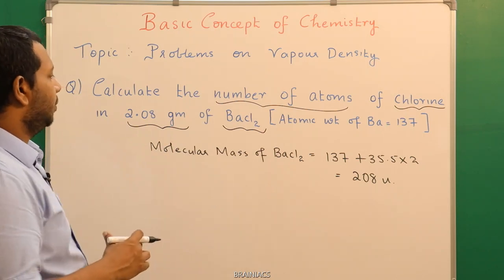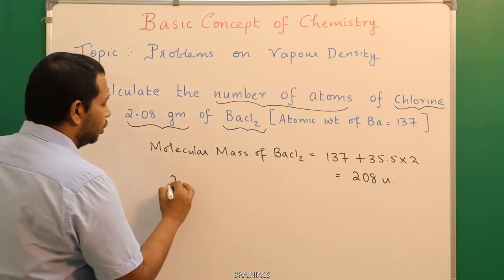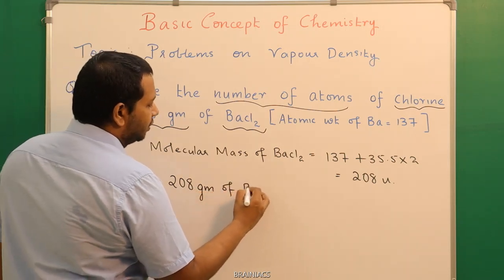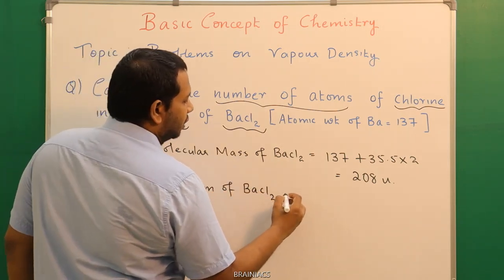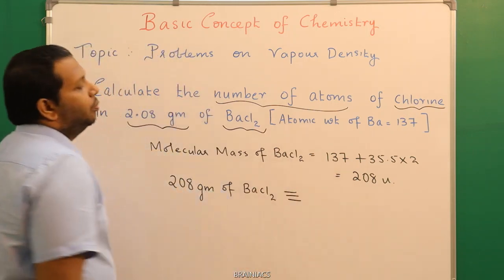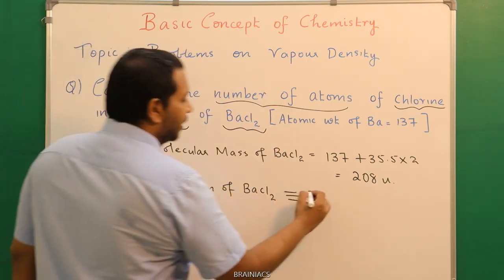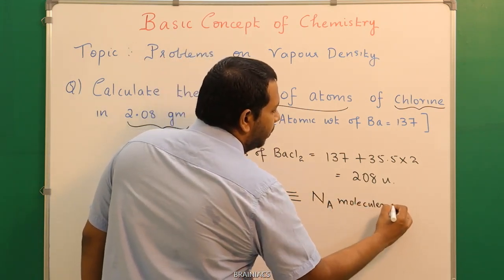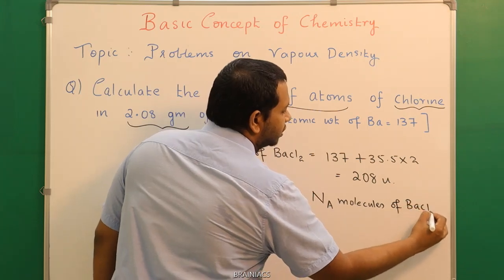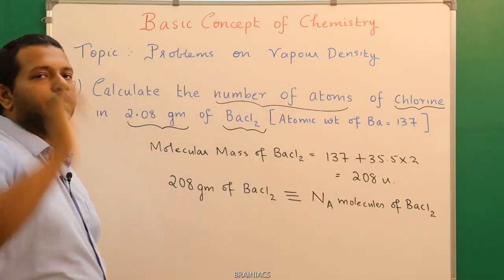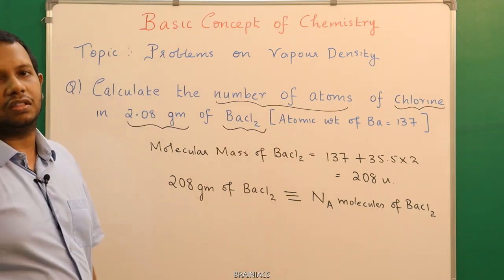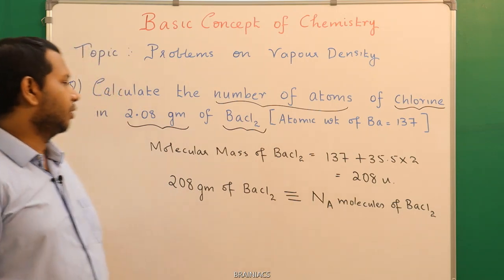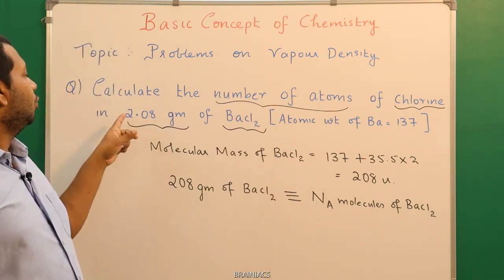So from our fundamental concept we know that 208 gram of BaCl2 contains how many molecules? We know that Avogadro number of molecules of barium chloride. This we have learned first. Please, if you are not remembering, go to mole concept in terms of molecules. Now 208 grams of barium chloride has Avogadro number of molecules, but how much mass is given to you?